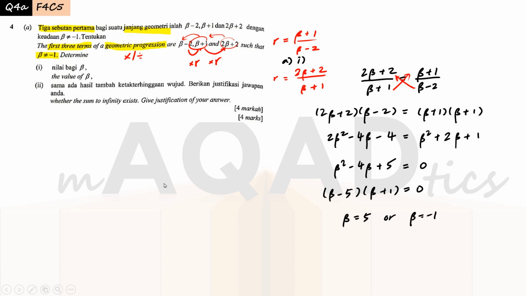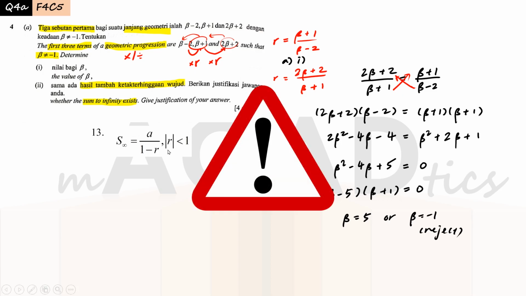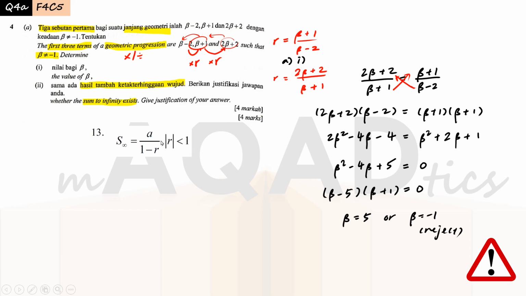Okay, so recall back, it says that beta cannot be minus 1, so this part we need to reject. Our value of beta is 5. And the second part, we need to check whether the sum to infinity exists or not for this progression. If you look into the formula sheet, there is one formula that explains the sum to infinity, but you can see at the back here, there is this condition. The front is the formula, and this one is actually the condition to help us find the S infinity.